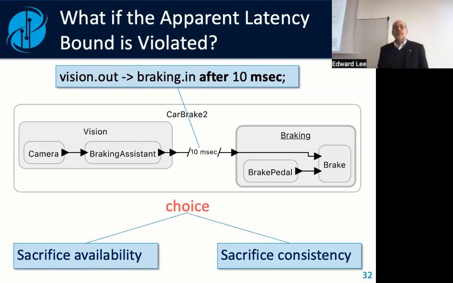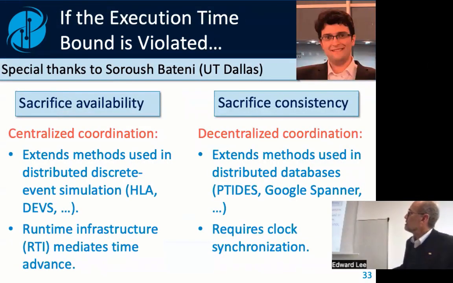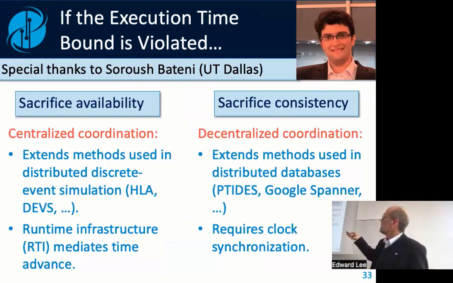Turns out that in Lingua Franca, you can specify programs like this that have requirements for correct behavior and then insert fault handlers that either sacrifice availability or sacrifice consistency when your assumptions get violated. This is an observation that's really due to Soroush Bateni, who got his PhD at UT Dallas, then did a brief postdoc in my group and is now working at Apple.